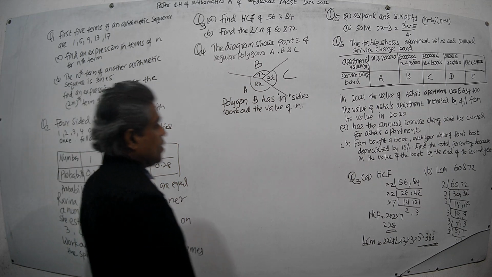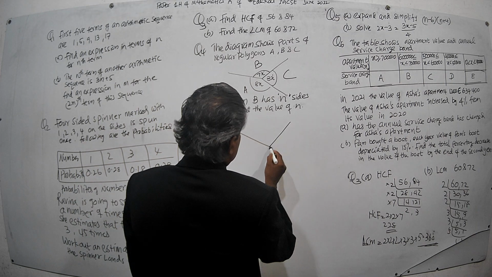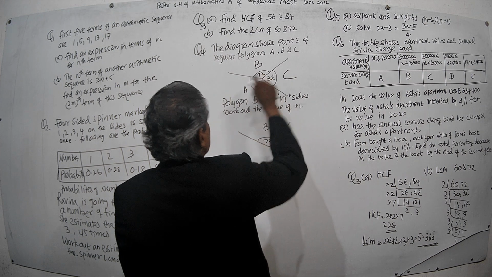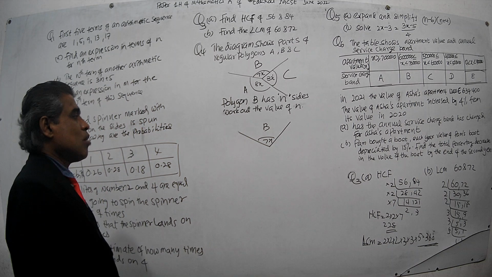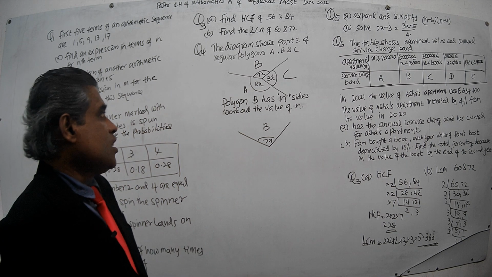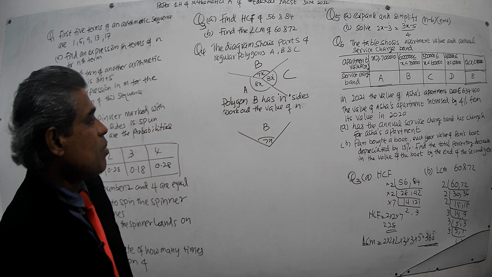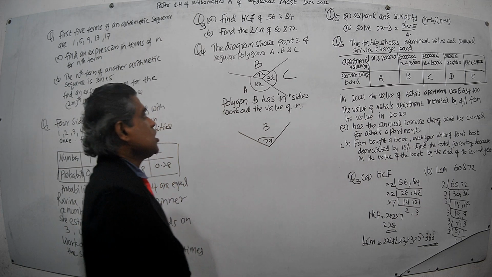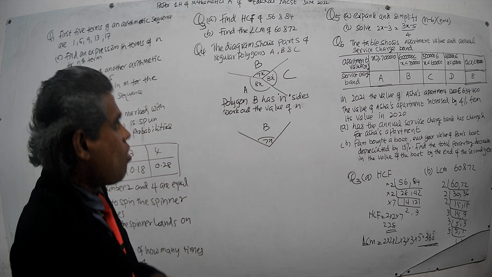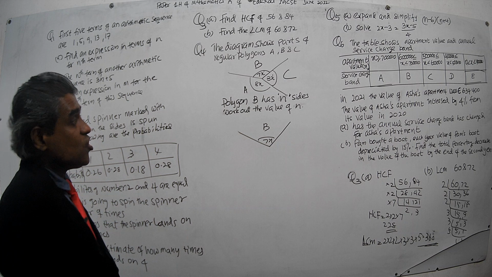Now I will draw the polygon B like this. This we say is 7x. It is an interior angle. In a regular polygon, all interior angles are equal to each other, all sides are equal, and all exterior angles are equal to each other. Size of one exterior angle is 360 divided by number of sides. That is how you apply the properties of regular polygons.